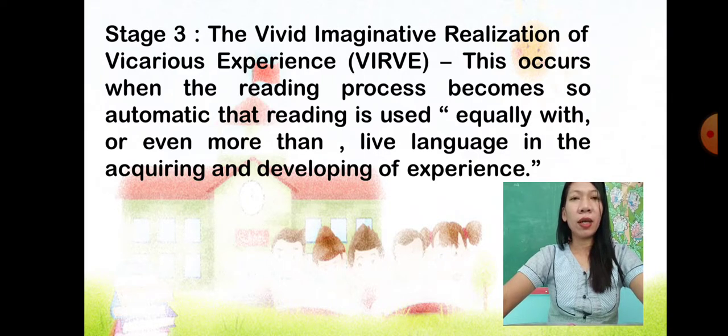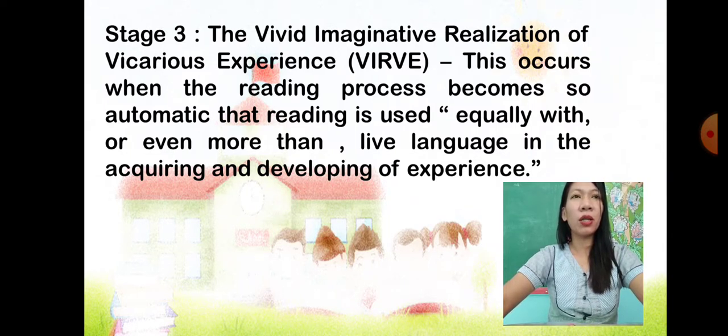The last stage is the vivid imaginative realization of vicarious experience, or VIVER. This occurs when the reading process becomes so automatic that reading is used equally with or even more than live language in the acquiring and developing of experience. So students are able to access their background knowledge to gain insight into and connect with written text.